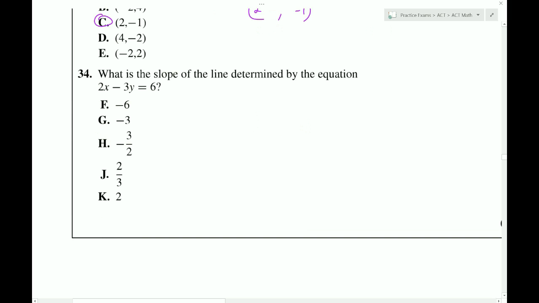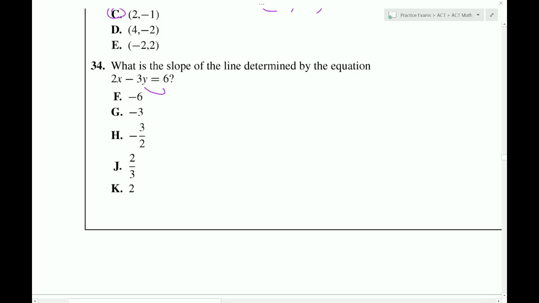What is the slope of the line? Okay, so we could swing the 3y to this side, make it 3y plus 6 equals 2x. We could minus 6 from both sides. Then we could divide by 3 on each piece. And the slope then would be 2/3.